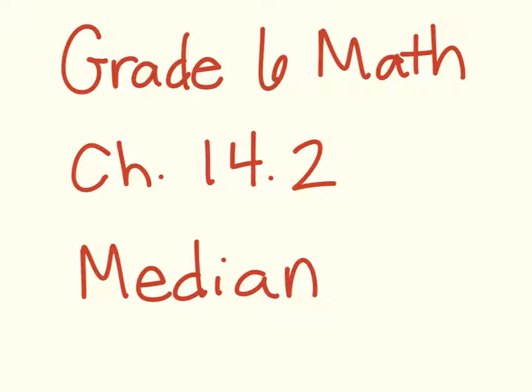Welcome to chapter 14.2, which is all about median. Median is another measure of central tendency. It's the middle value when the number of items in the data set is odd, and it's the mean of the two middle values when the number of items of a data set is even. In other words, a simplified way to explain the median is that it's the middle of your data set.